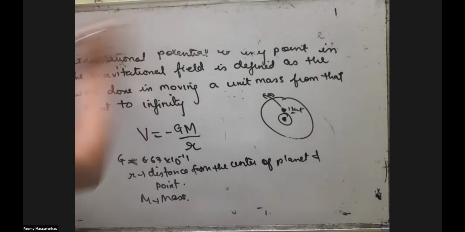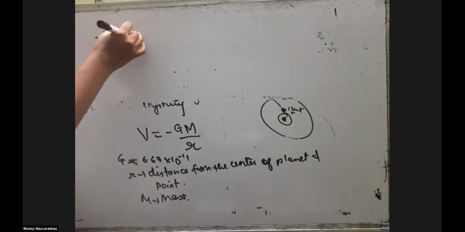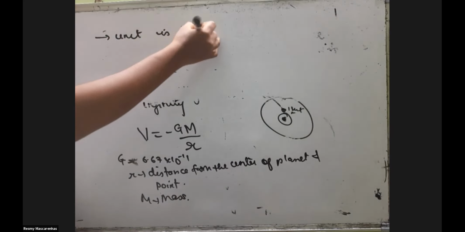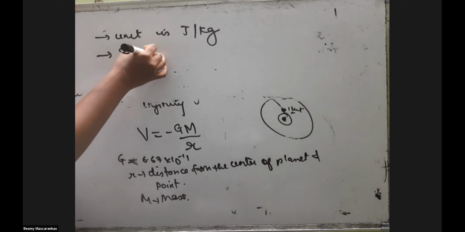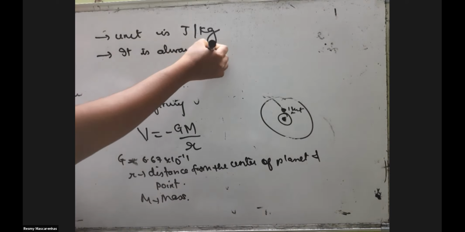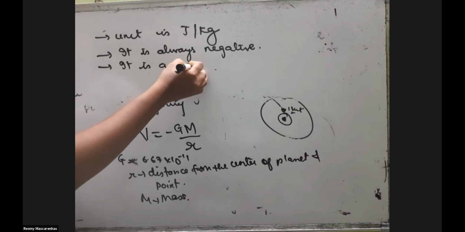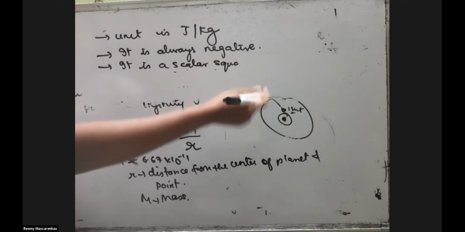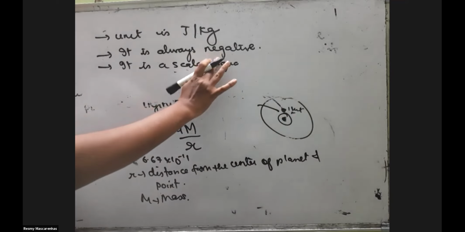So some points to write for gravitational potential. Its unit is joules per kg. It is always negative. It is a scalar quantity. No need of direction, whichever direction you are taking, there is no vector involved in this. So it is a scalar quantity.